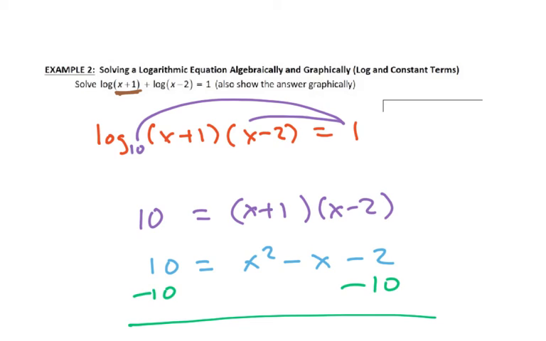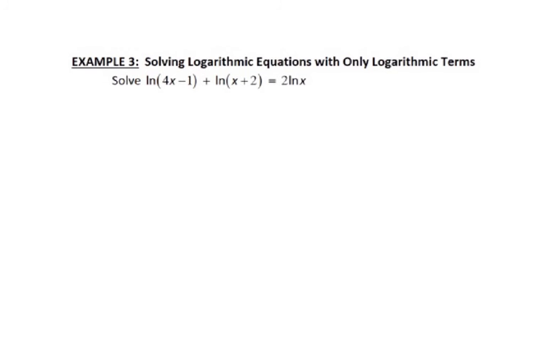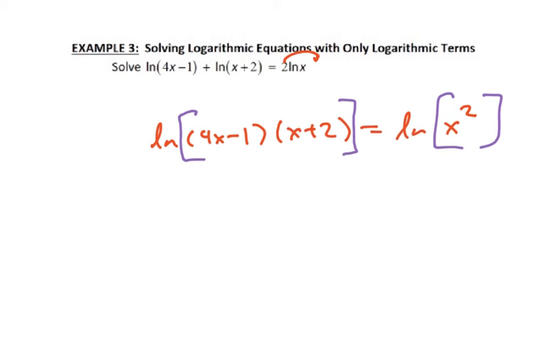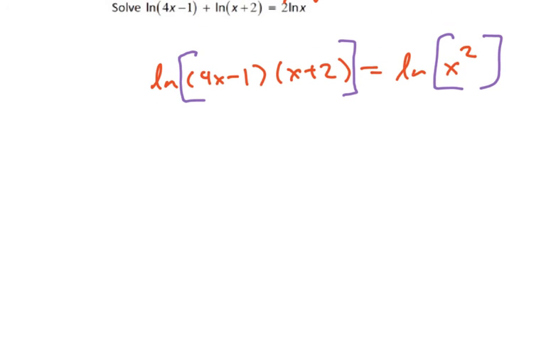This is different. Okay, so here, it's more of the same. You're adding, so it's multiplication. So we have natural log 4x minus 1 times x plus 2. Now with this, I'm going to go ahead and put the 2 on top. So this is natural log x squared. And I hope that it's apparent, because if they're both natural logs, then the arguments have to be equal to each other. So we can just say 4x minus 1 times x plus 2 equals x squared.